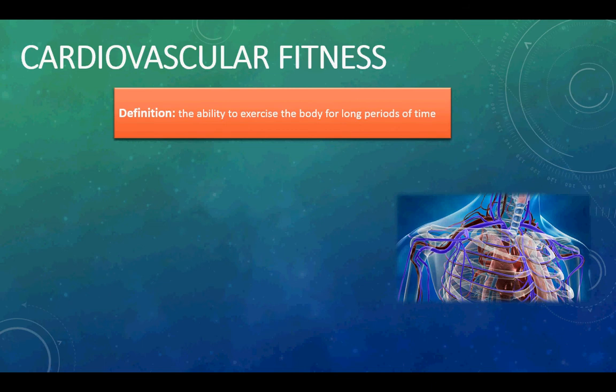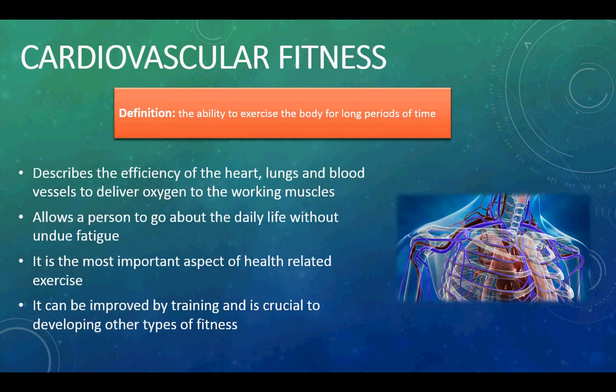So the first component, cardiovascular fitness. This is the ability to exercise the body for long periods of time. Now, cardiovascular fitness describes the efficiency of the heart, lungs and blood to deliver oxygen to the working muscles. It allows a person to go about their daily life without fatigue, and it's probably the most important aspect of health-related exercise. Now, cardiovascular fitness can be improved by training and is crucial to developing other types of fitness.